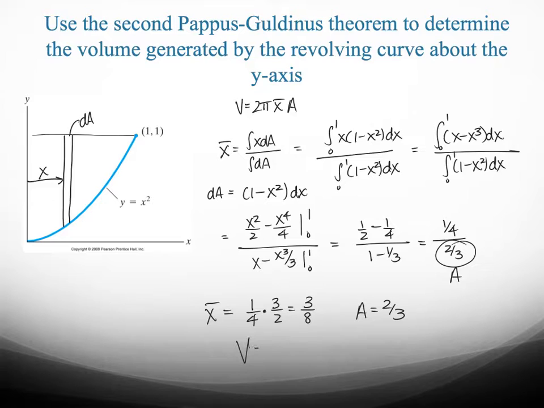So the volume, according to the second Pappus-Guldinus theorem, is 2 pi times 3 eighths times 2 thirds, because that's the x bar and that's the area. And my 3's are going to disappear. That's going to be a 4, that's a 2, that's a 1, and I get pi over 2. So I still had to do some calculation, but it certainly wasn't as bad as it could have been.